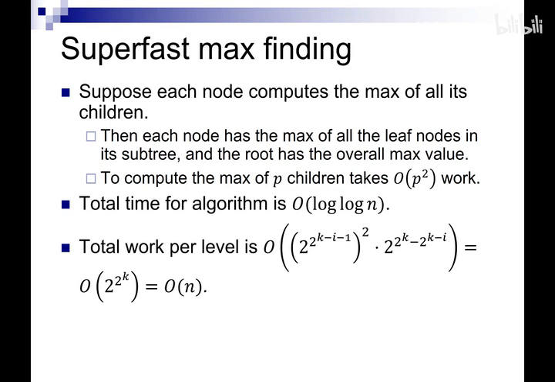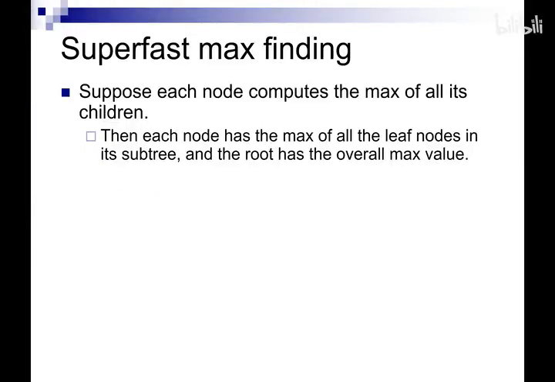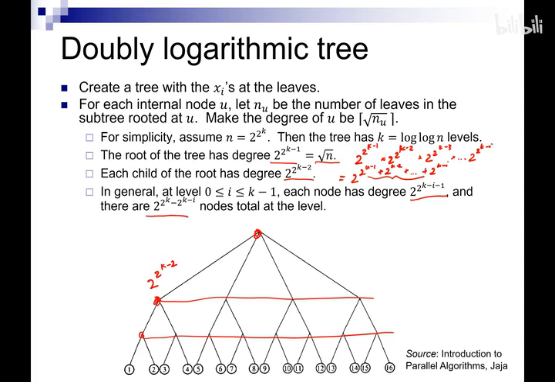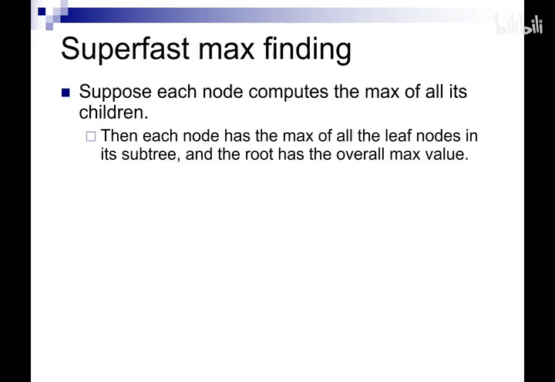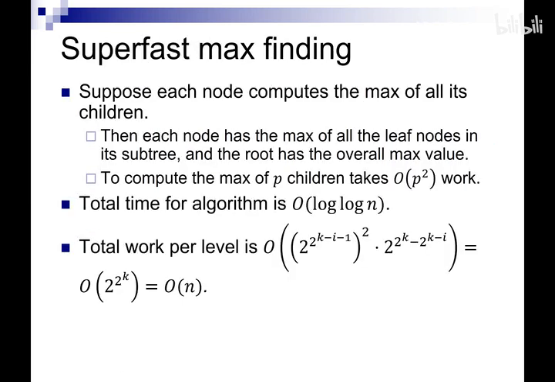And the amount of work that we do at each level is going to be, well, the degree of each node is going to be 2 to the 2 to the k minus i minus 1. This is what we said previously, right? The degree is going to be this, and the number of nodes is going to be this. So the amount of work that each node at the ith layer does: it has this degree, so it has this number of children. So p equals this value over here.